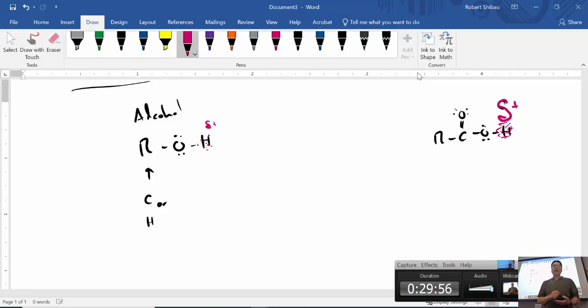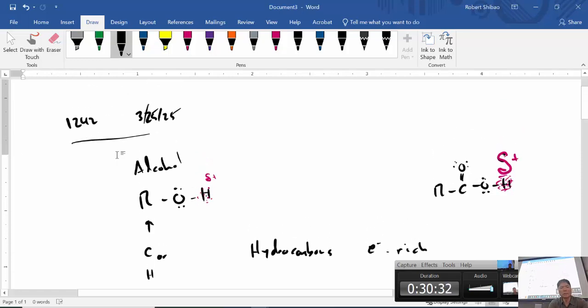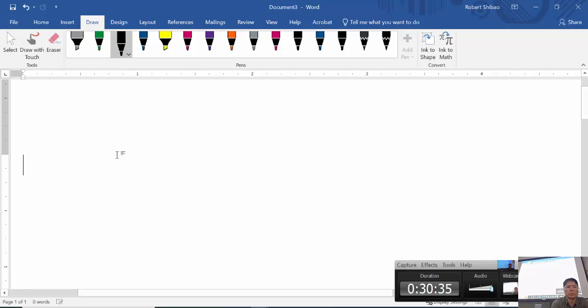So alcohols in general, because in alcohols the R group is usually electron rich. You know, hydrocarbons are electron rich. That's why hydrocarbons are so flammable. You know, gasoline is a mixture of hydrocarbons. These are typically electron rich. But even though they're electron rich, we see something interesting happen with some of these here, which I wanted to talk about now.